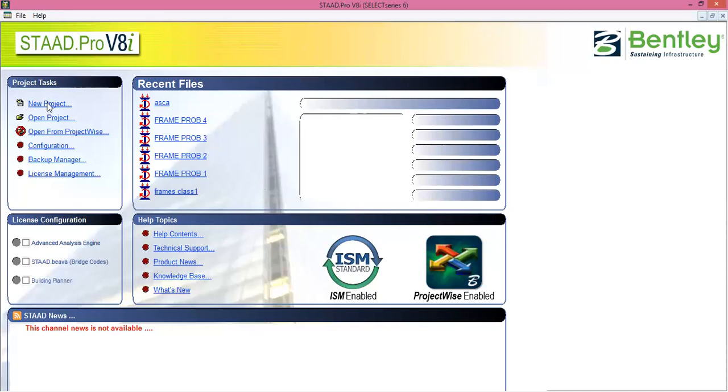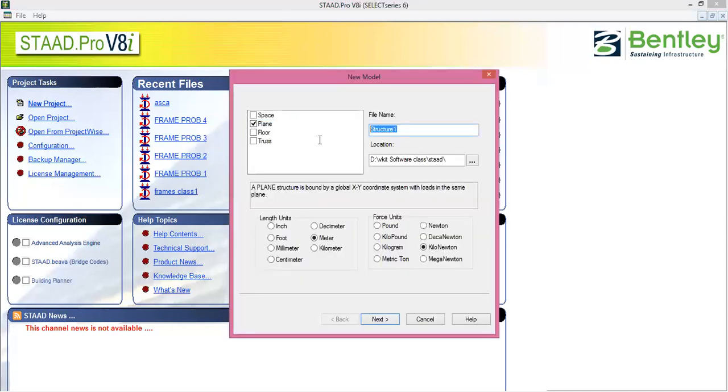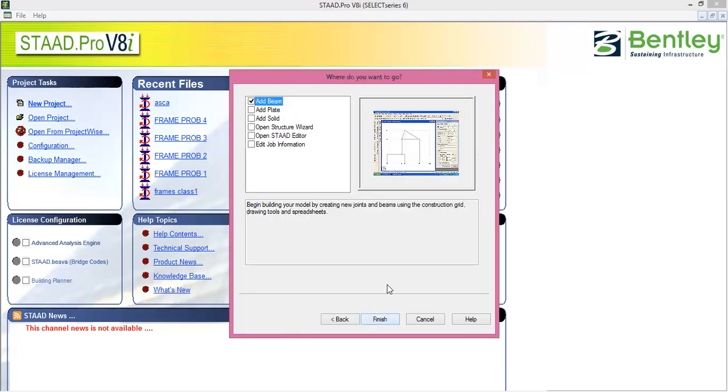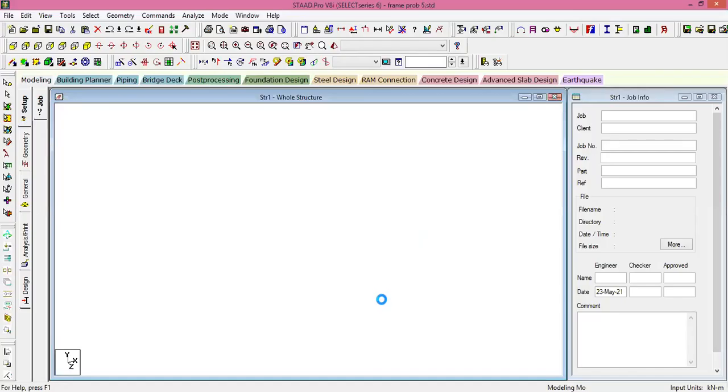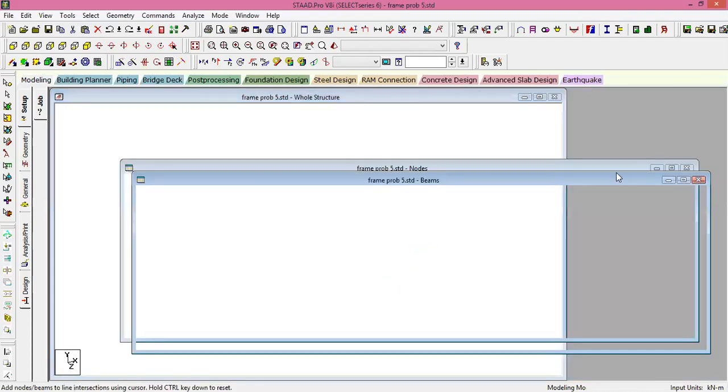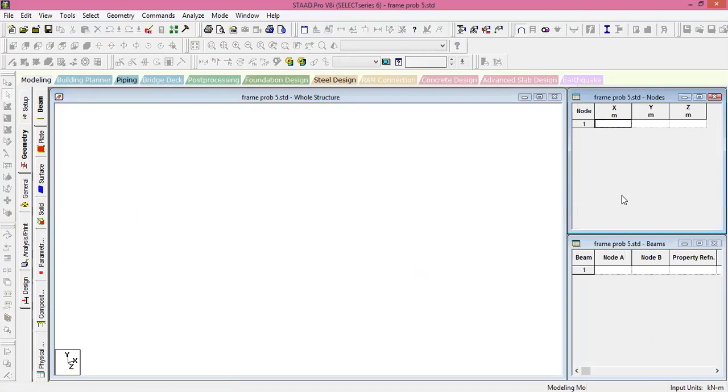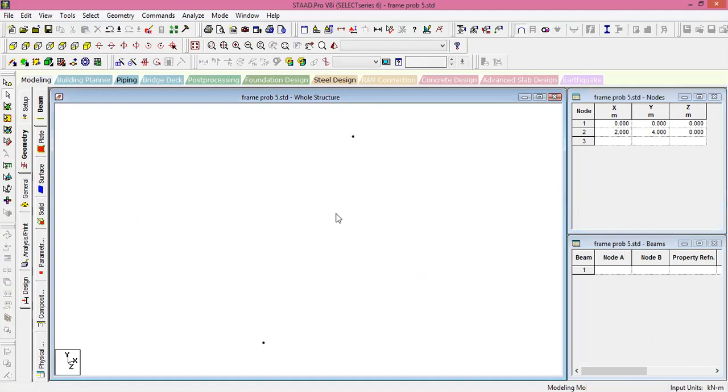Let's, as usual, go to new project, plane. We shall do frame problem number 5. Next, finish. We shall choose the coordinates. The first point, joint 1, is 0, 0, and joint 2 is x equal to 2, y is upward, therefore it is positive 4 meters. And remaining the same. Okay, now we got two nodes here.